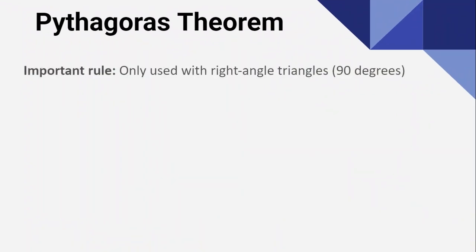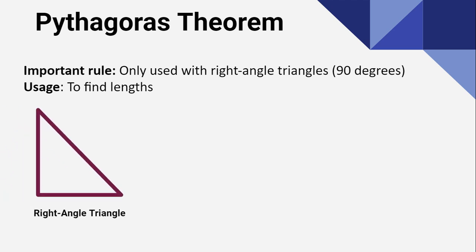Now, the first very important rule that we must understand in Pythagoras theorem is that it is only used with right angle triangles, that's 90 degrees. And the usage of Pythagoras theorem is that it is used to find lengths. Now, it's used on right angle triangles or 90 degrees. You can check out the triangle right there. That's a right angle triangle.